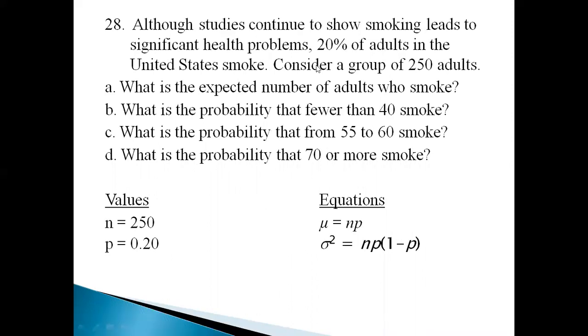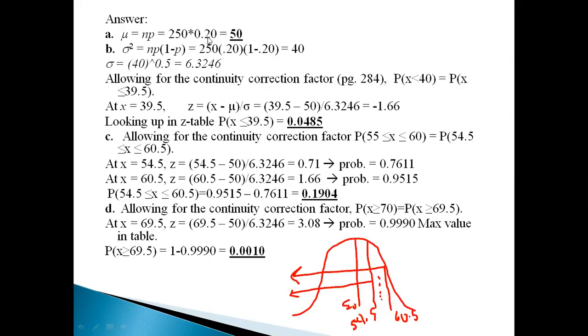So the values we can get are N is 250 because we have 250 adults. The P, the proportion, is 20%, so that's going to be 0.2. Now, mu is going to be equal to N times P, one equation for the expected value. And then our variance is going to be N times P times 1 minus P. So what is the expected number of adults who smoke? Well, it's just going to be N times P. So that's 250 times 0.2, and that's 50.